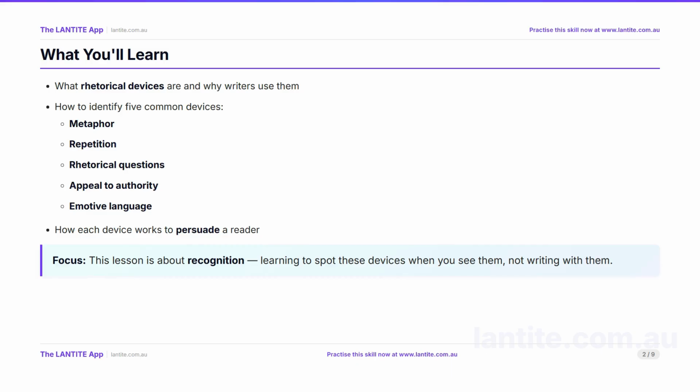Here is what we will cover. We will start with what rhetorical devices are and why writers use them. Then we will learn to identify 5 common devices: metaphor, repetition, rhetorical questions, appeal to authority, and emotive language. For each one, we will look at how it works to persuade a reader. The focus here is on recognition. You need to be able to spot these devices when you see them in a text. Once you can recognize them, you understand the writer's toolkit, and that makes you a much stronger reader.